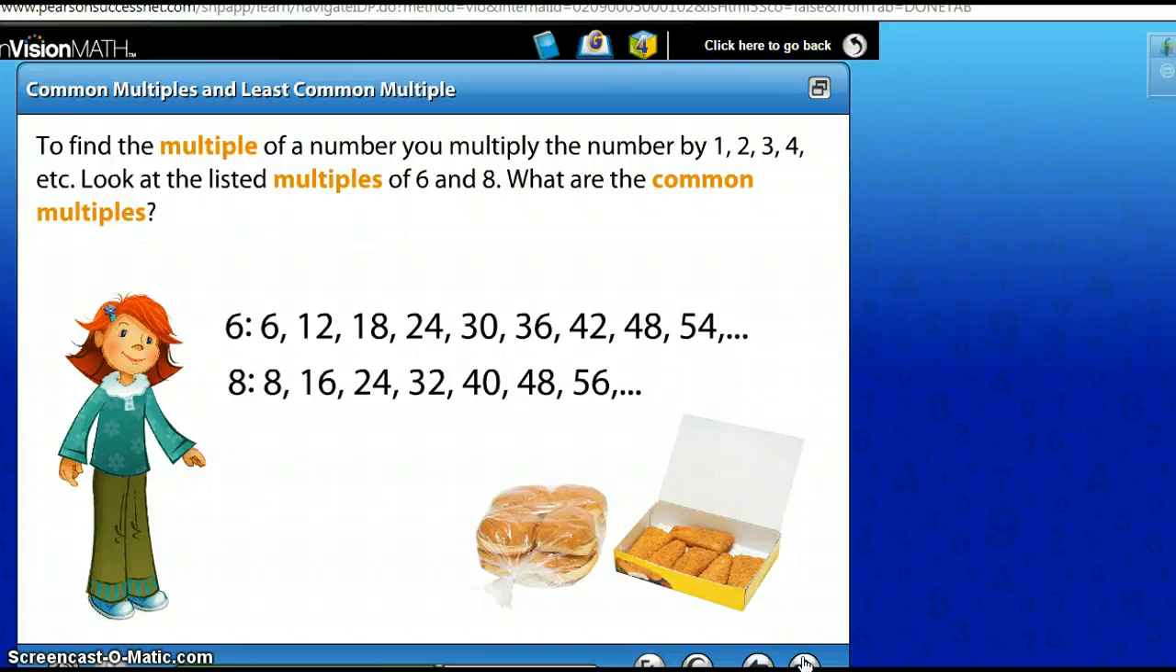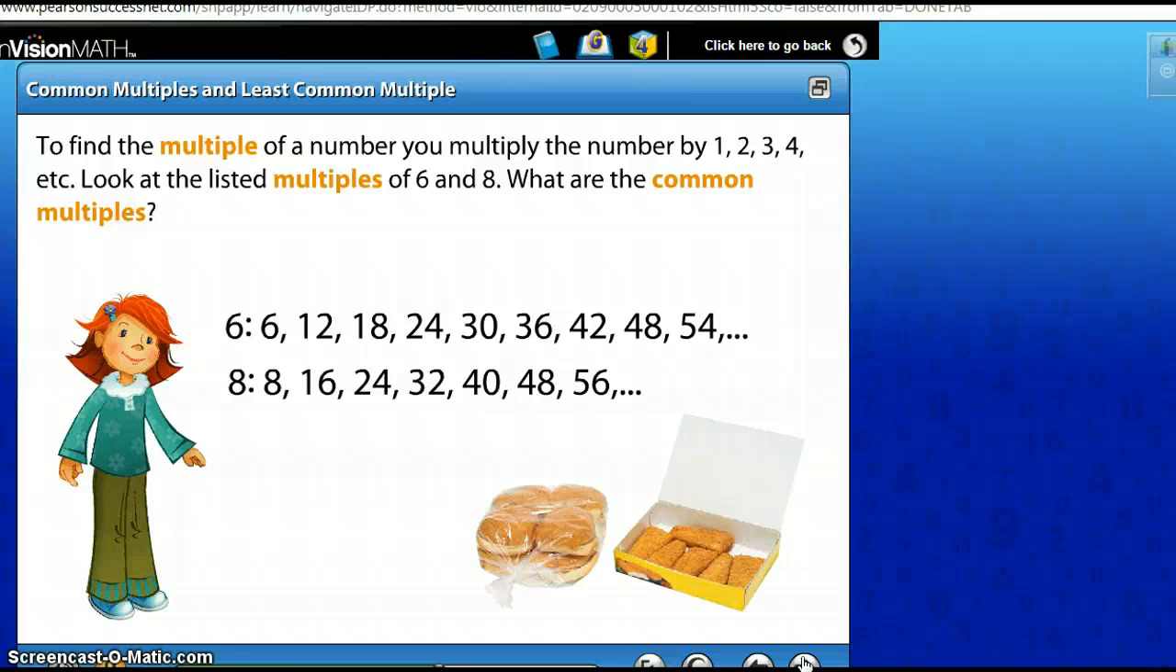Look at the listed multiples of 6 and 8. What are the common multiples? Remember what was highlighted at the beginning? Yeah, the 24, the 48. I see a 24 for 6 and a 48. I also see that 8 has 24 and 48.